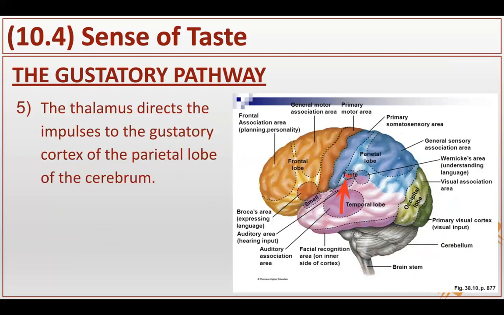We have a little gustatory cortex right here for the sense of taste, and that is where you will form a perception of that taste, good or bad. Okay, so that is actually it for this whole process.